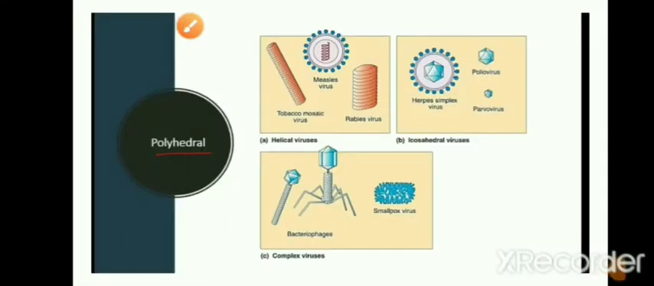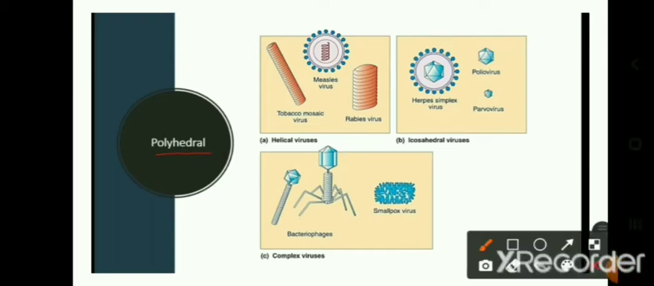And viruses are polyhedral. Why is it polyhedral? Because of the different planes they have. They can be either round shape or missile shape. Isohedral viruses are poliovirus and parvovirus. Polio and parvovirus are isohedral viruses without the envelope, so they are naked viruses.